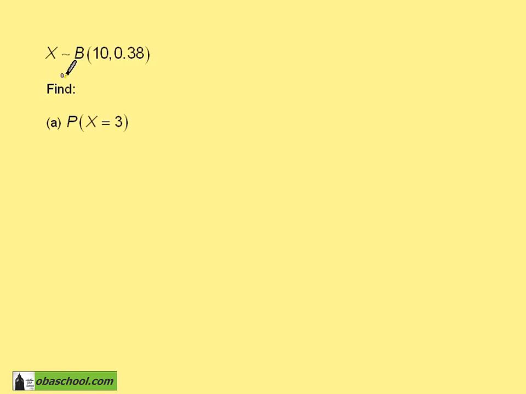We're told that x follows a binomial distribution with 10 trials and a probability of success of 0.38. We want to find the probability that x is 3. The coefficient is 10 C 3: 10 for the 10 trials, 3 for the 3 successes. We have 3 successes and the probability of success is 0.38, so we have 0.38 cubed.